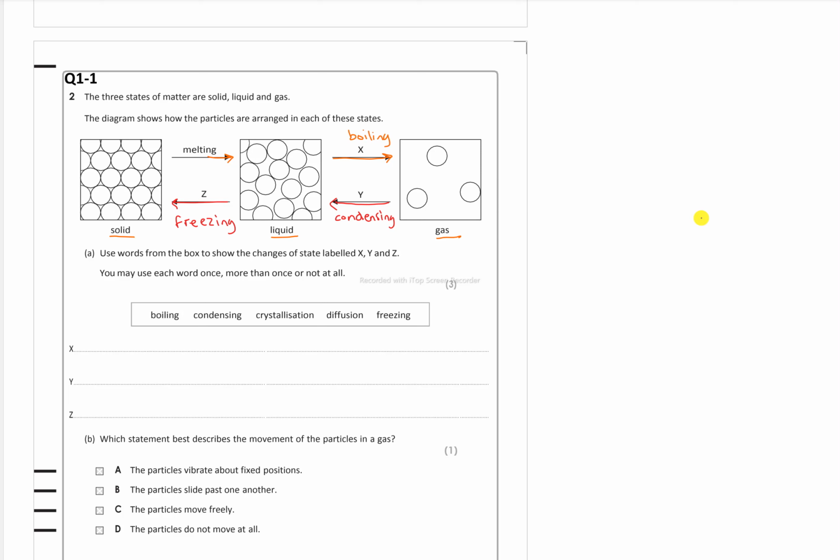Now if you go from solid straight to gas, it's called sublimation. Right, if you go backwards, there's two words that they use for when you're going that way. It's called desublimation. They accept that, and deposition. But that's rare that comes up.